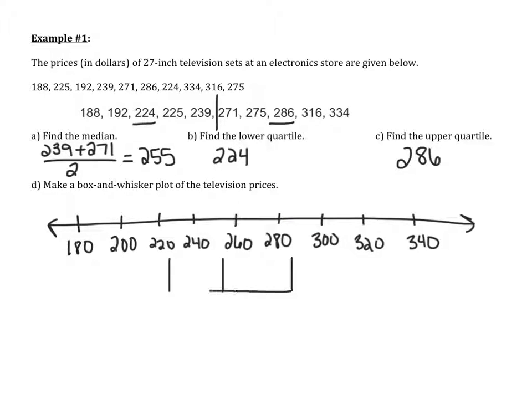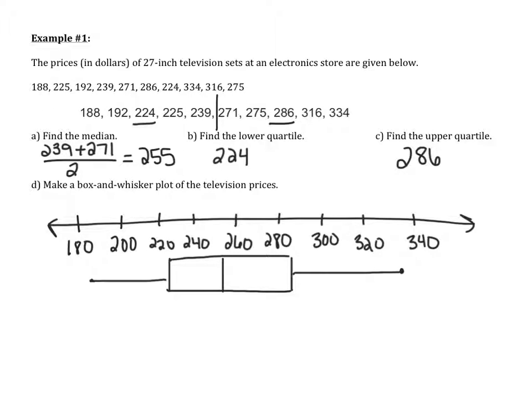And that forms the box of the box and whisker. And then we put a dot at the minimum, which is 188, so that would be right about here. And a dot at the maximum, 334, which would be right about here. And then we just draw whiskers to the box from those dots.